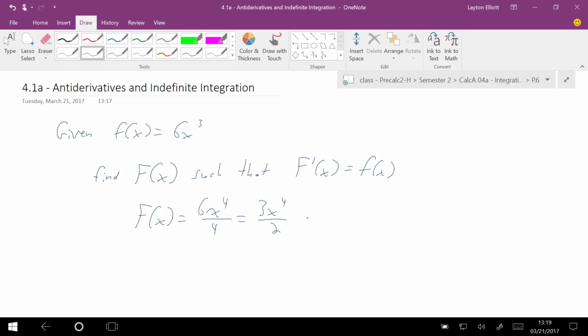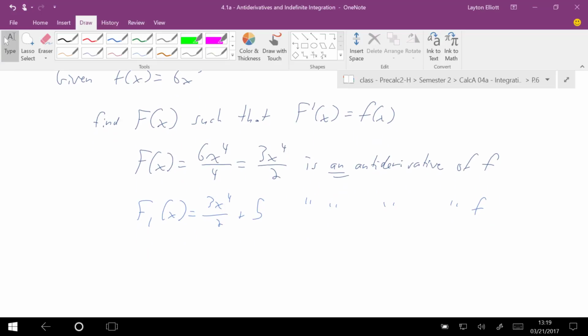And this 3x to the fourth over 2 is what we call an antiderivative. We're not going to use that word a lot, but we are going to use it right now. And I say it is an antiderivative. It is not the antiderivative of f, because I could also do another function, f1 of x is equal to 3x to the fourth over 2 plus 5, and that would also be an antiderivative of f. And there are an unlimited number of these things that we can do.